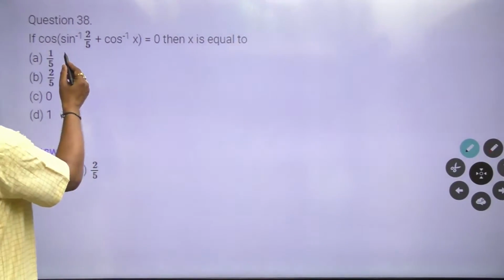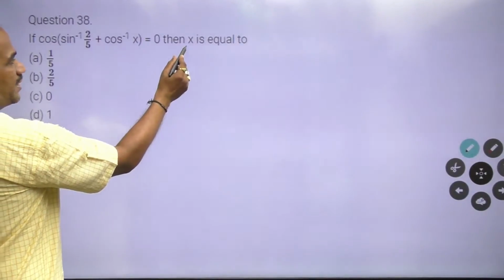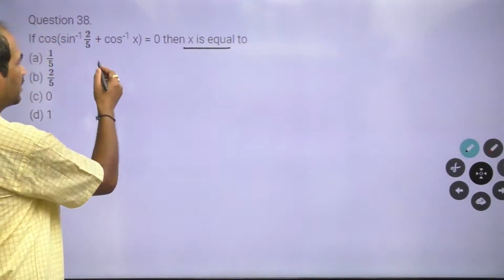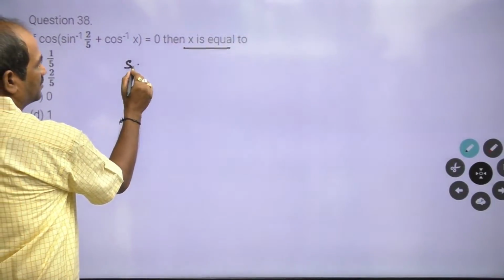See here in this problem, this value is 0, then x is equal to... here we calculate the x value. Take the given function, see here in this solution.